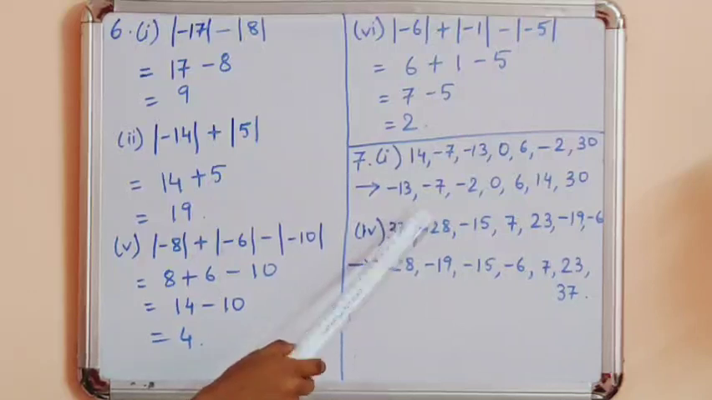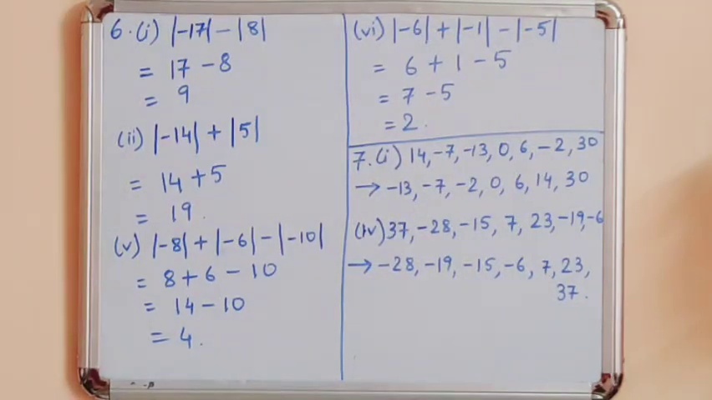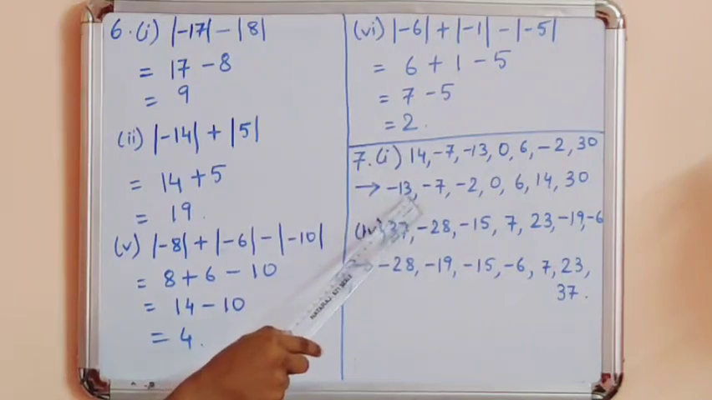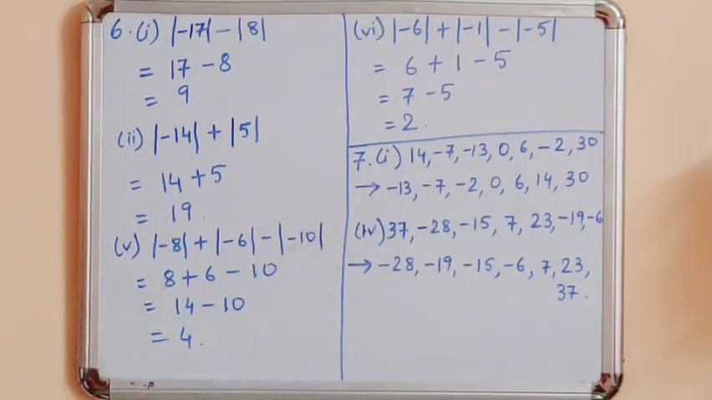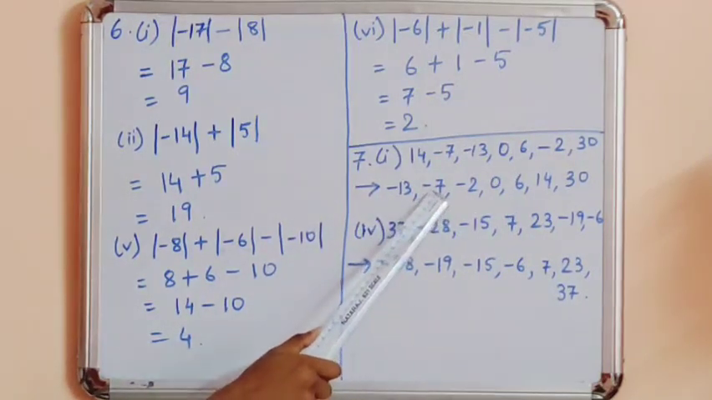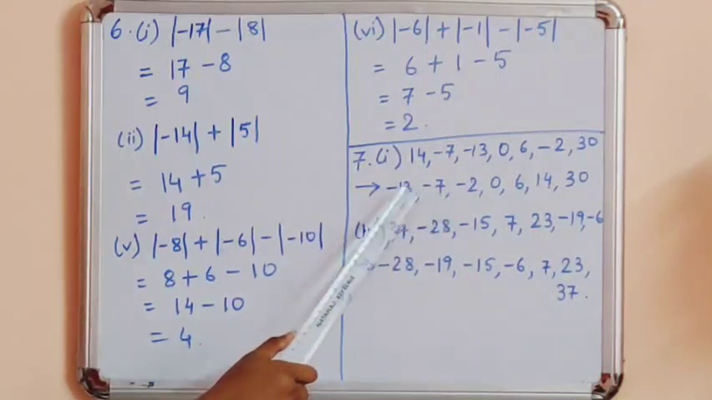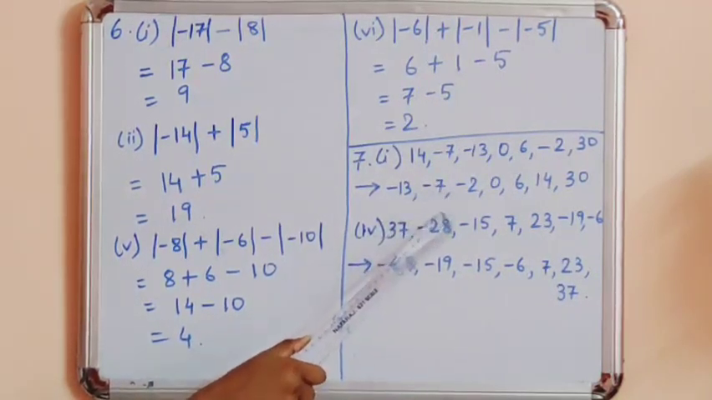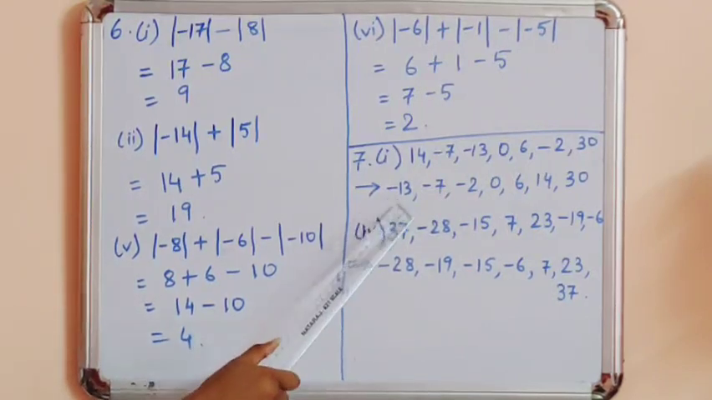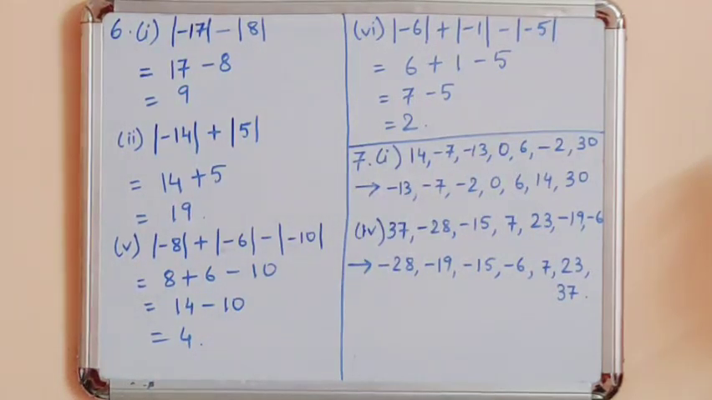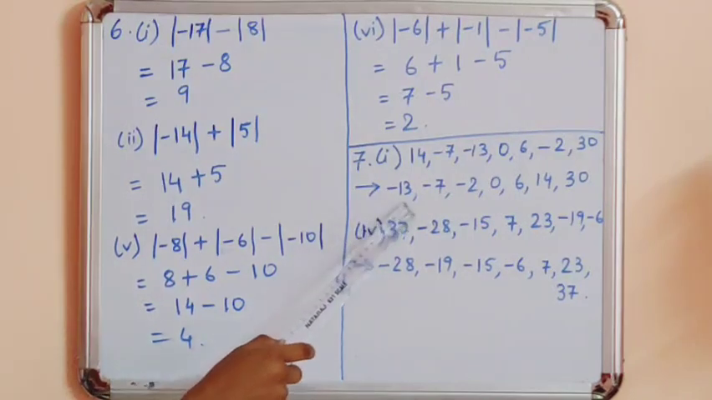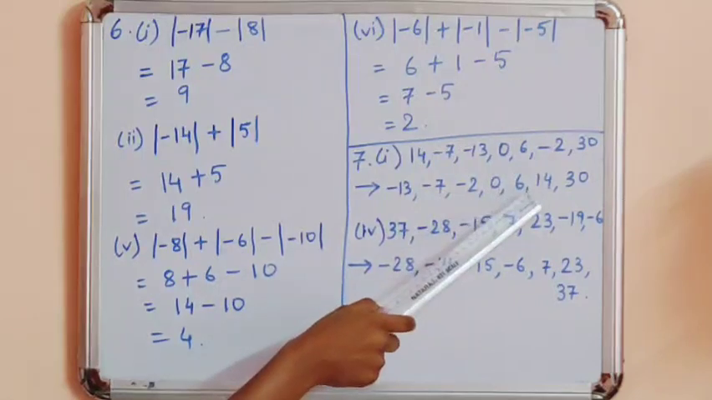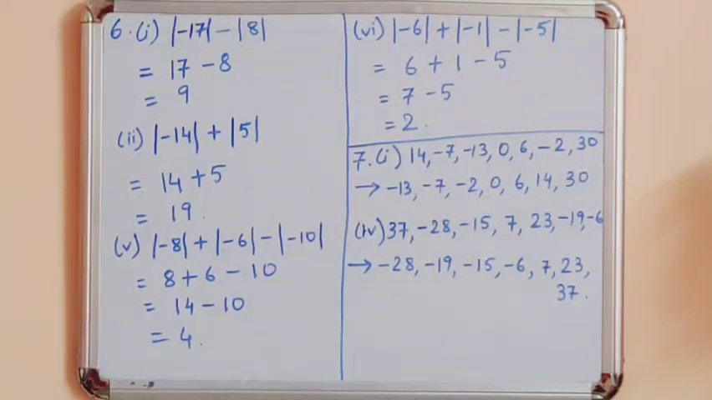In case of negative numbers, it is just the opposite of positive integers. If the number is greater and it contains a negative sign, that means that whole integer is small. So if you say minus 13 and minus 7, since these are negative integers, normally 13 is greater than 7. But in case of negative integers, minus 13 will be less than minus 7. Because the greater the numeral part of the negative number, the smaller that whole integer is. So minus 13, minus 7, minus 2, 0, 6, 14, 30. This is arranged in ascending order.